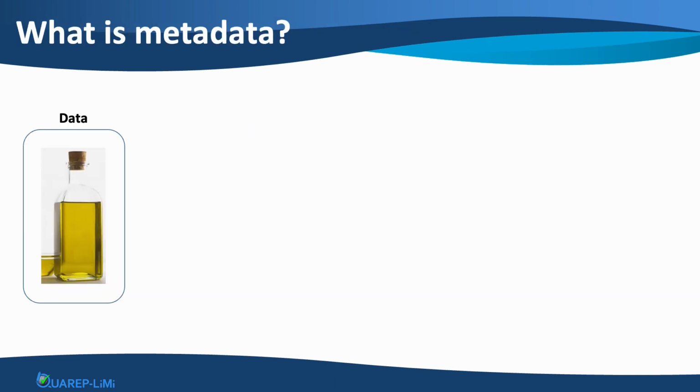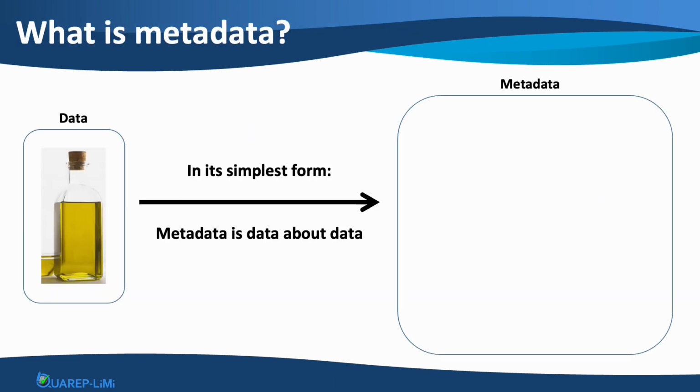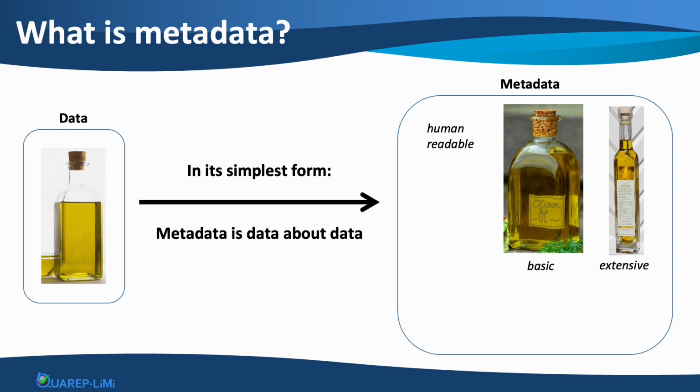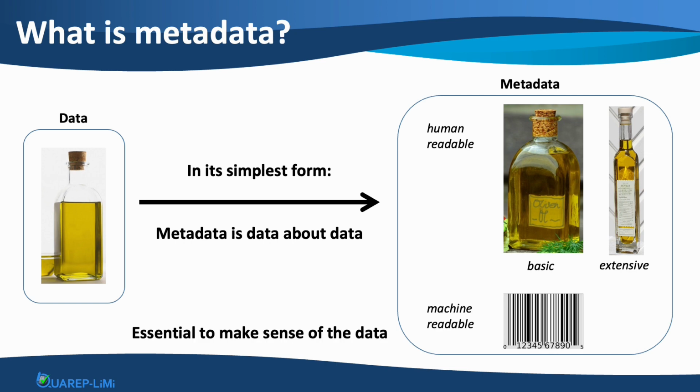To begin with, what is metadata? In its simplest form, metadata is simply data about data. It could take many forms. It could be, for example, human readable with very basic information or with extensive details. It could also be machine readable, but in essence, it is essential to make sense of the data itself.